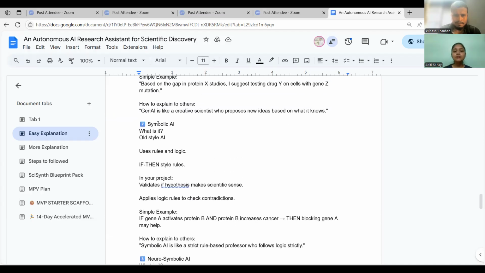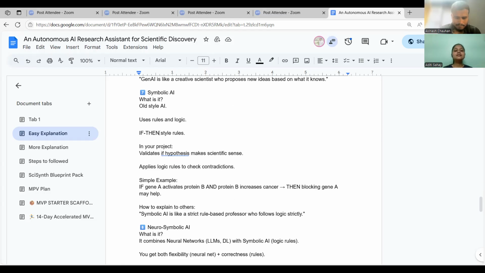Now the next one is symbolic AI. Symbolic AI means it's using symbols, right? Symbolic AI is generally using an if-then style. Like we use if-else in Python, symbolic AI uses if-then style. If A is true, then it will move on to the next step. If A is not true, then it will move on to the next block, that is then.